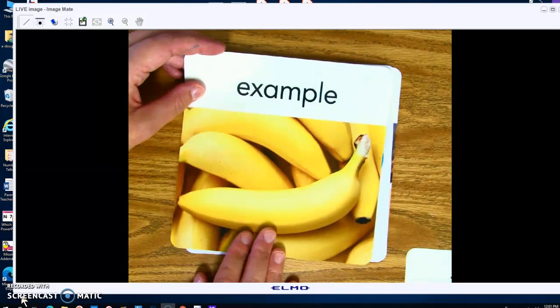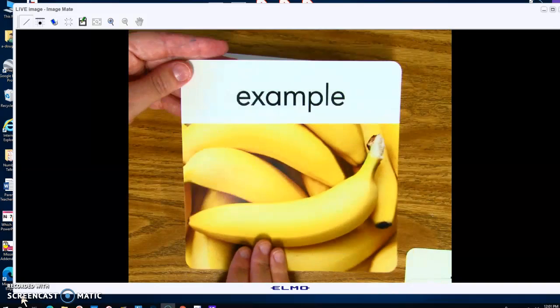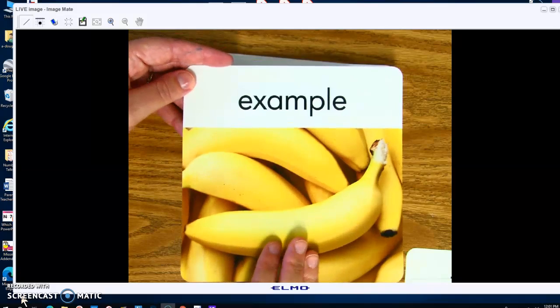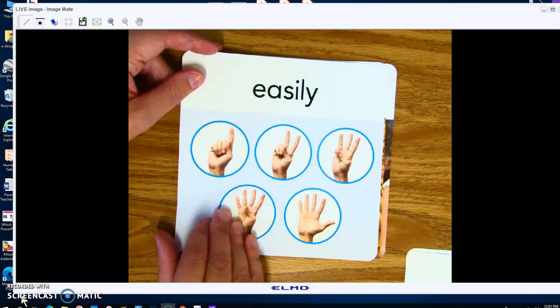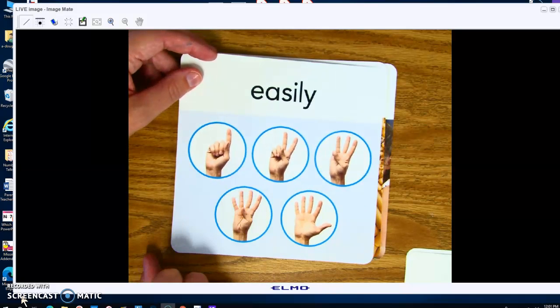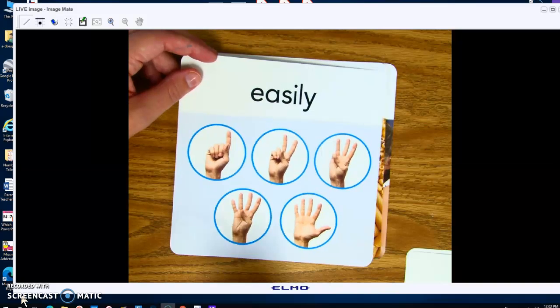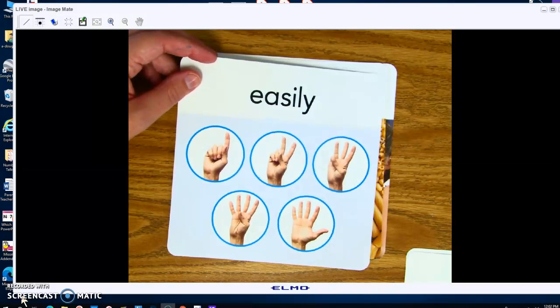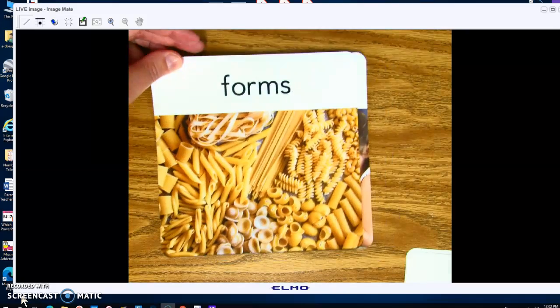Example. Say the word. So a banana is an example of a fruit. So example means kind of. An ant is an example of an insect. Easily. Say the word. You can easily count to 5. 1, 2, 3, 4, 5. So easily is when something comes easily to you. It's not hard to do.